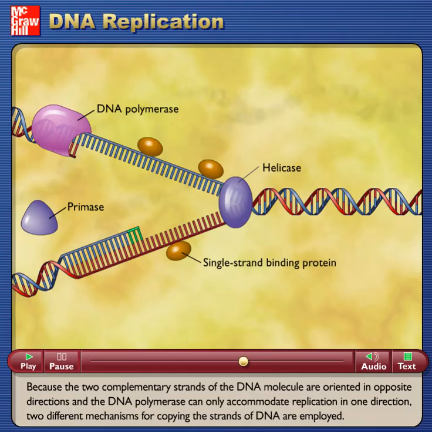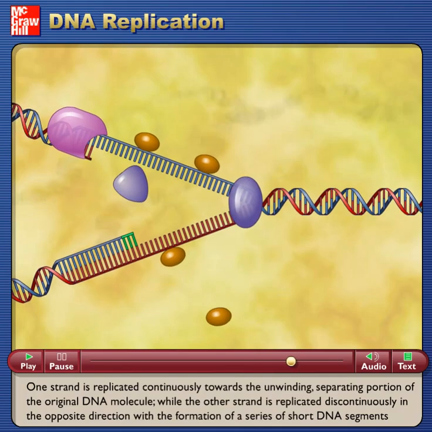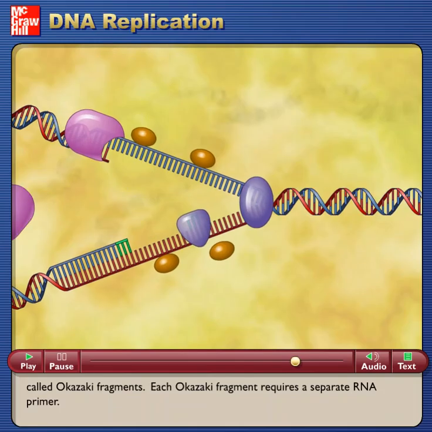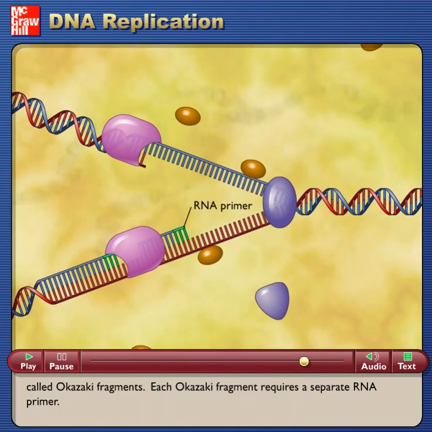Because the two complementary strands of the DNA molecule are oriented in opposite directions and the DNA polymerase can only accommodate replication in one direction, two different mechanisms for copying the strands of DNA are employed. One strand is replicated continuously toward the unwinding, separating portion of the original DNA molecule, while the other strand is replicated discontinuously in the opposite direction with the formation of a series of short DNA segments called Okazaki fragments. Each Okazaki fragment requires a separate RNA primer.